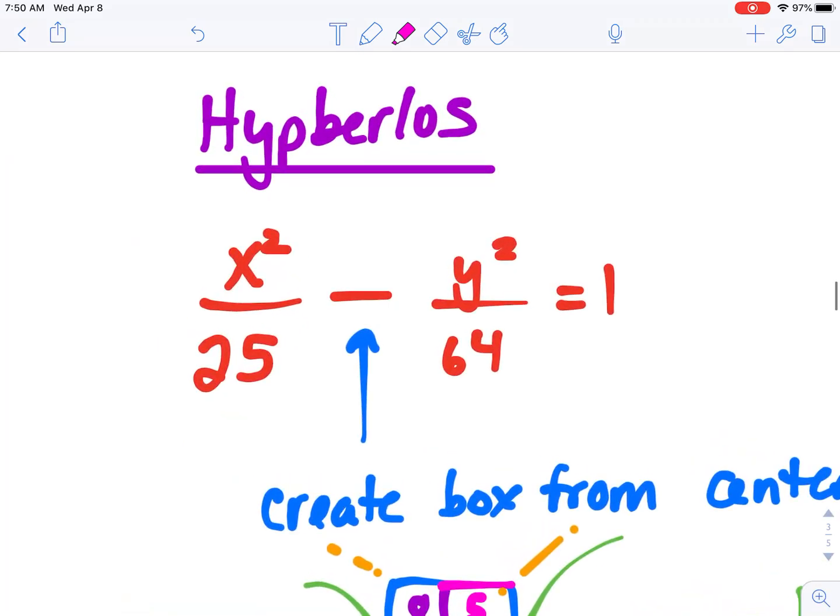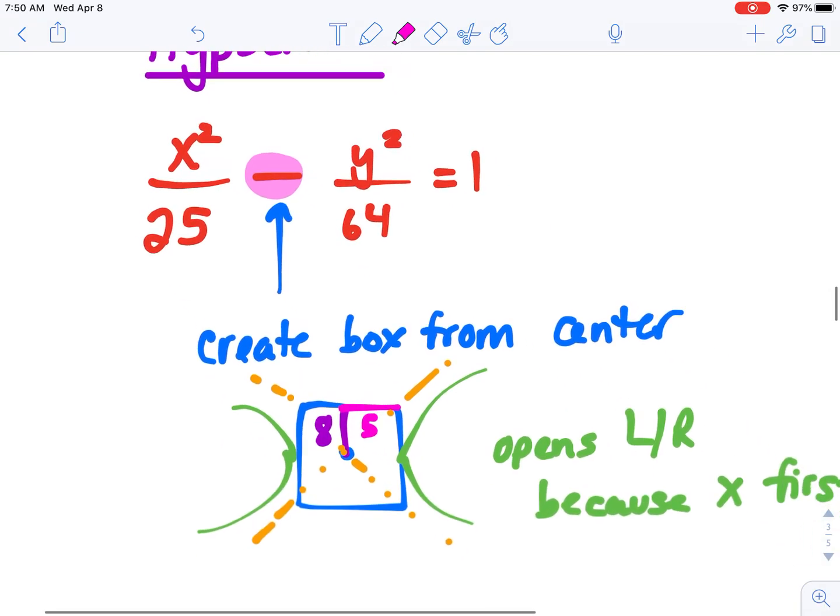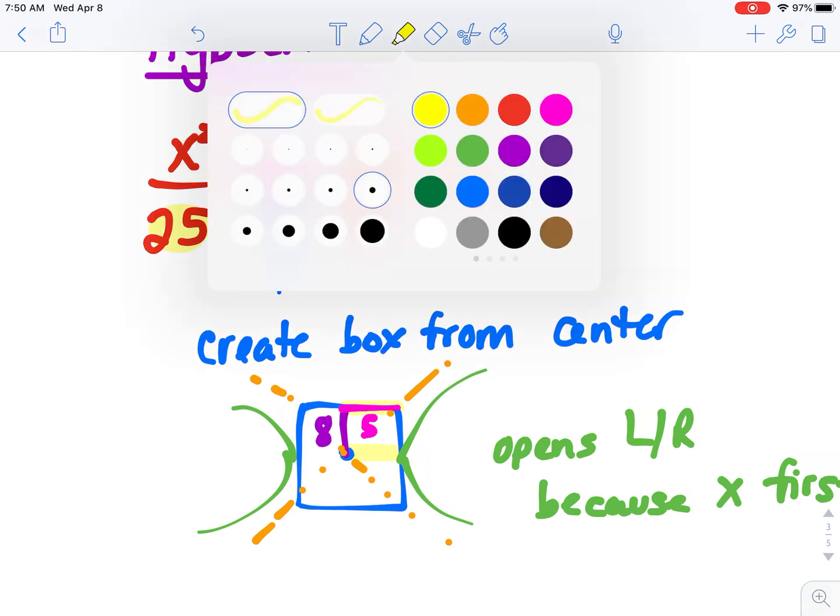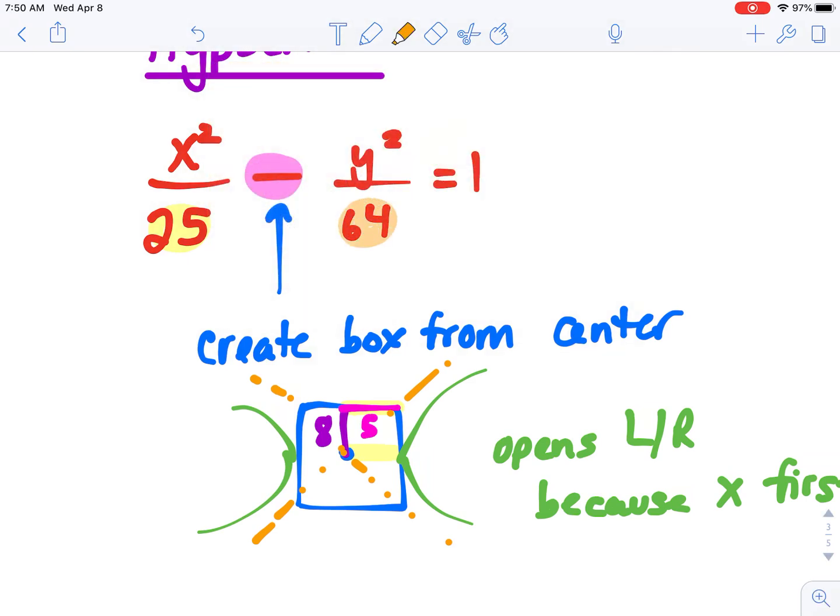Moving on to hyperbolas. Hyperbolas have a minus sign, and they're going to be equal to 1. We always create a box from our center, and think of that as rise over run. We take the square root of what we had underneath here. So the square root of 25, we go left and right 5 from the center. Take the square root of 64, which is 8, and we're going to go up and down 8 from the center. That helps us create a box.